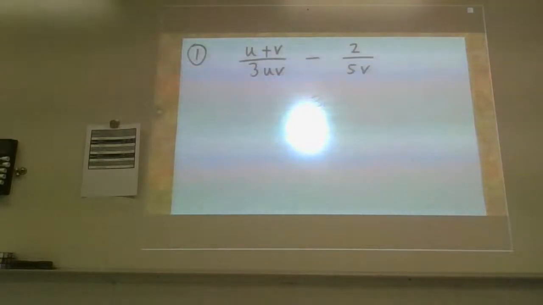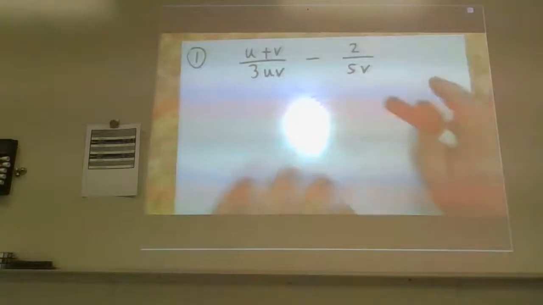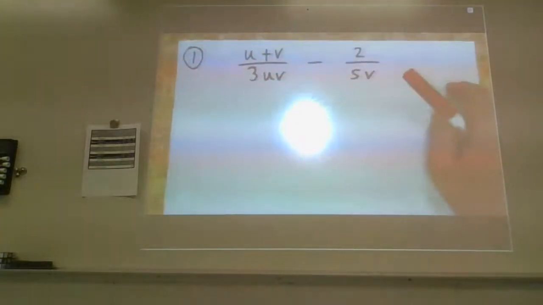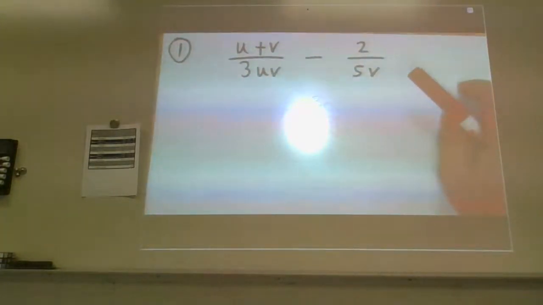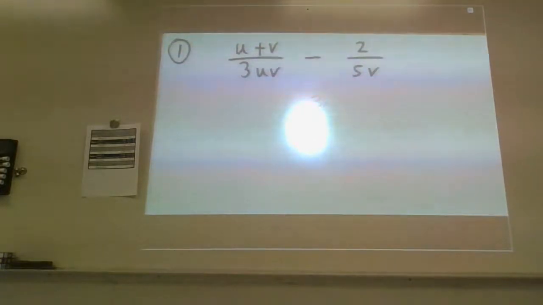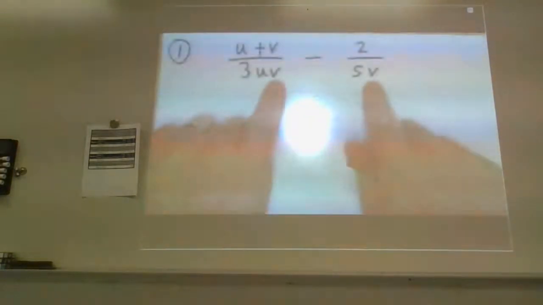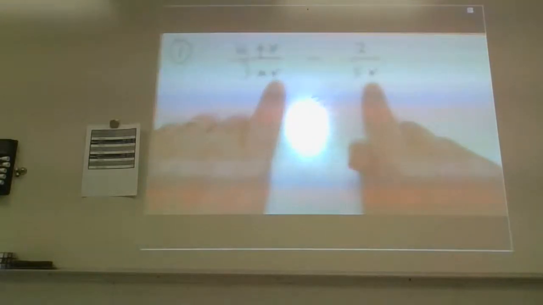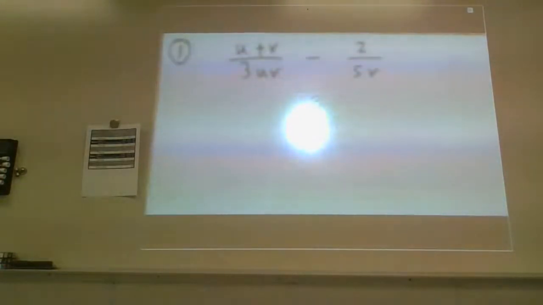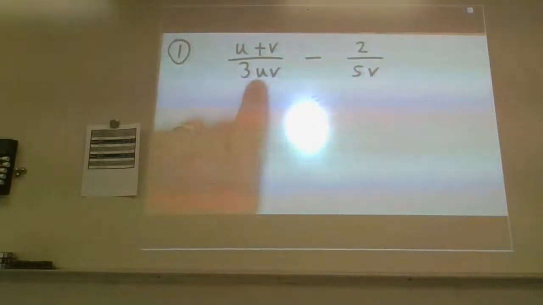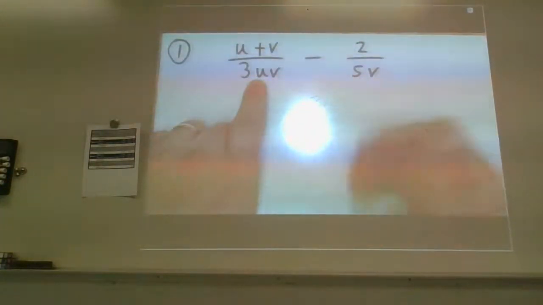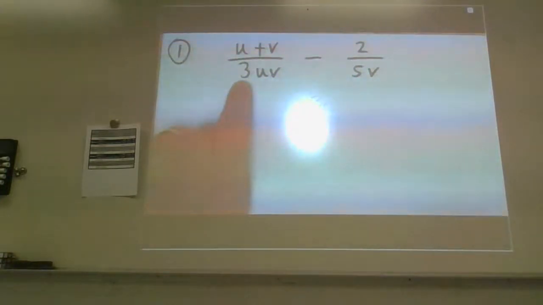This first one. Clearly, they do not have the same denominator. But they both have some things that you could work with. For example, they both have a v already in common. You don't have to worry about that v since they both have it in common. But the first fraction has this u, whereas the second one doesn't. And the first one has this 3, which the second one doesn't.